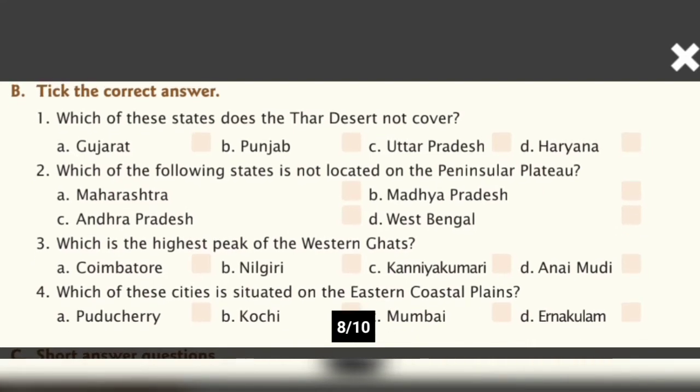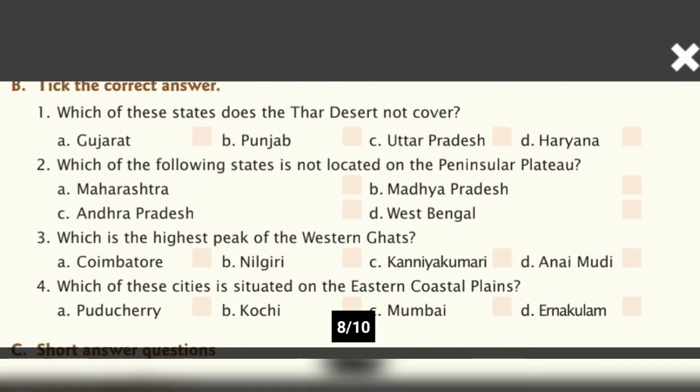Which of the following states is not located on the peninsular plateau? So you know the area covered by peninsular plateau, right? So see, options are option A Maharashtra, option B Madhya Pradesh, option C Andhra Pradesh, and option D West Bengal. So which is the answer? Yes, it is West Bengal, right? Yes, this is in the eastern part of India. So option D West Bengal.